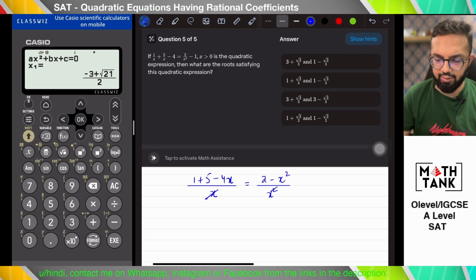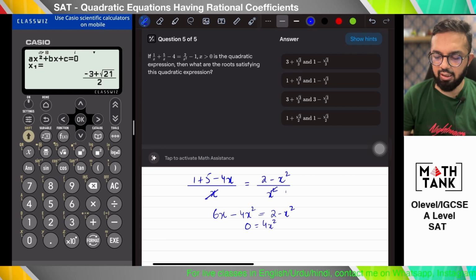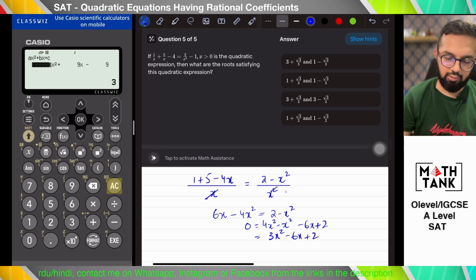And still reduce this, and say that this is going to be cross multiplied, gives me 6x minus 4x squared equals 2 minus x squared. Let's move everything to one side. So 4x squared minus x squared minus 6x plus 2. 3 minus 6. Okay.